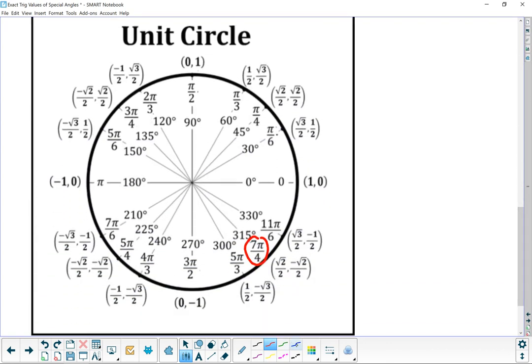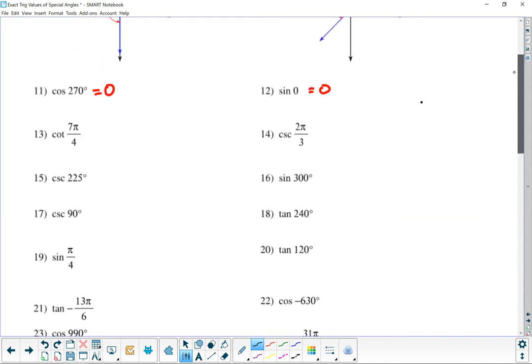Cotangent is going to be the cosine, which is the x, divided by the sine, which is the y. So cosine, which is radical 2 over 2, divided by the sine, which is the negative radical 2 over 2. And you notice they are both exactly the same, except the bottom is a negative. So basically, you're going to get negative 1. Right? Because these cancel, and you get basically 1 divided by negative 1, which is negative 1.